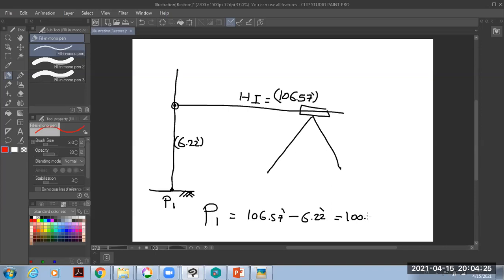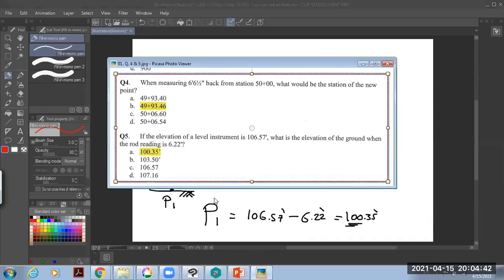Okay, and 35.100 feet, 0.35 feet. This is the answer. The answer is very simple, but we just need to understand what the question is telling us. If you go to the question again, you will find it very easy.